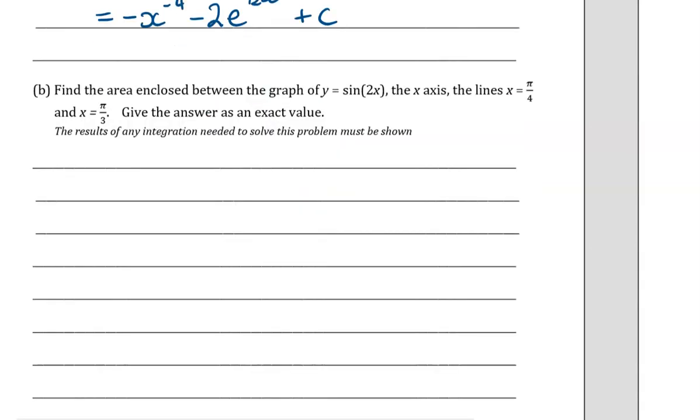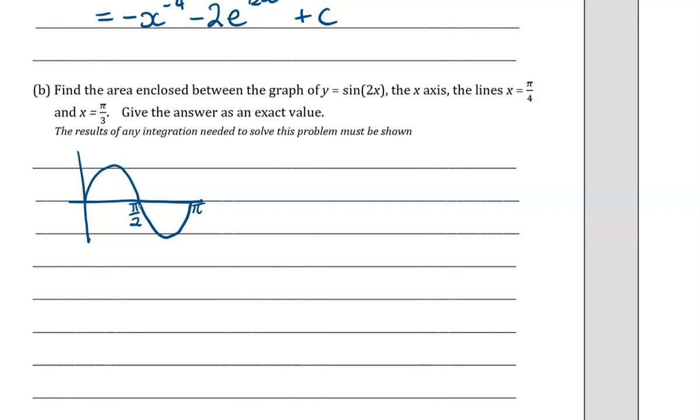For part B, we want the area between the graph, the x-axis, and the lines x equals pi by 4 and x equals 3. So let's give a little sketch of that first, because we want to check that none of those areas are going to cross over the x-axis. Sine of 2x means that instead of going through the x-axis at pi and 2 pi like sine of x would, it'll go through at pi by 2 and pi here.